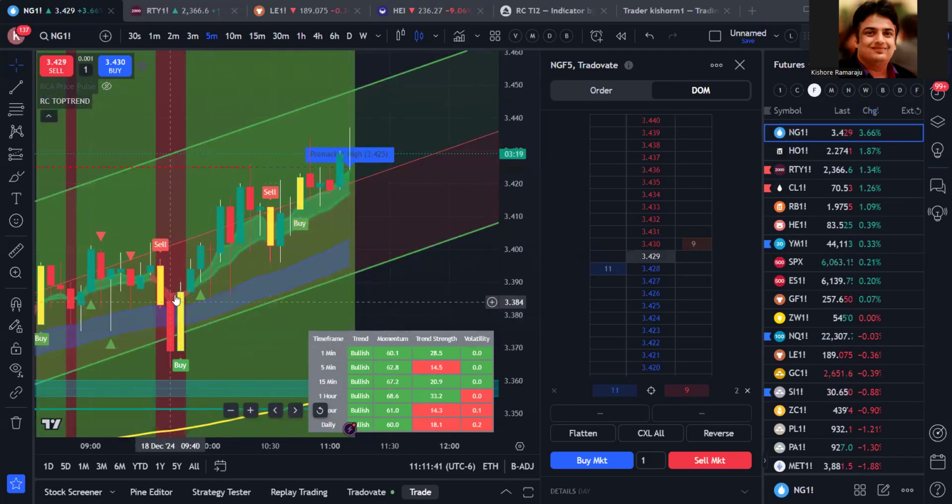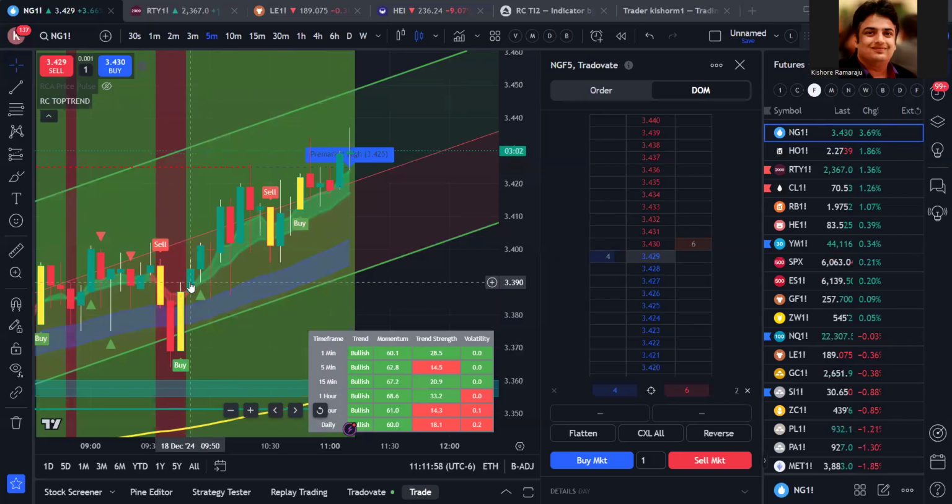So whenever the trend is bullish, you wait for a buy signal, right? Especially if you get a buy signal at the bottom of the channel, that means at the trend line support, you are getting a buy signal. Your swing cloud is blue, your day trading cloud is green. That means it is very bullish.